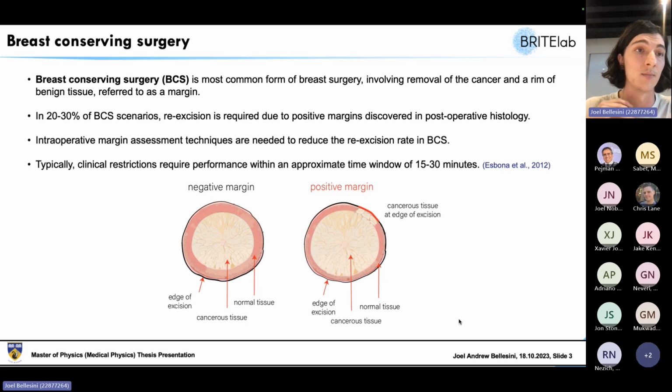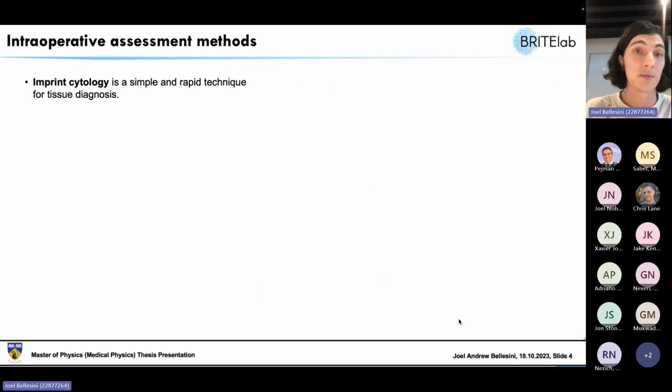This takes 24 hours or over 24 hours to actually be performed, which goes without saying that this exceeds our requirement for intraoperative assessment, in which clinical restrictions would require performance for intraoperative assessment within an approximate time window of 15 to 30 minutes. So intraoperative assessment methods have been introduced, which I'll go through here.